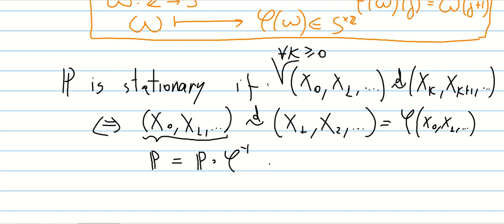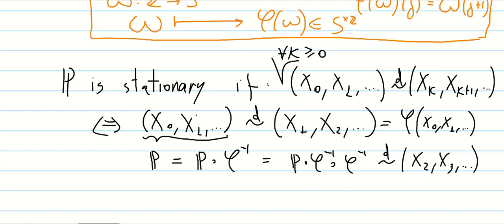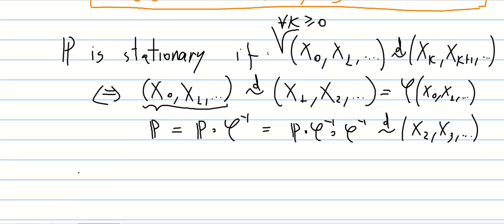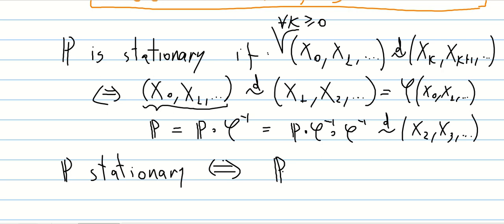If this is true, we can replace P again by P phi minus 1, and you get P phi minus 1, phi minus 1. So in the end, what we are saying is that the distribution of x0, x1, and so on is the same as x2, x3, and so on. So stationarity, in other words, is equivalent to saying that P is invariant with respect to the shift. So this is another perspective of the same definition.